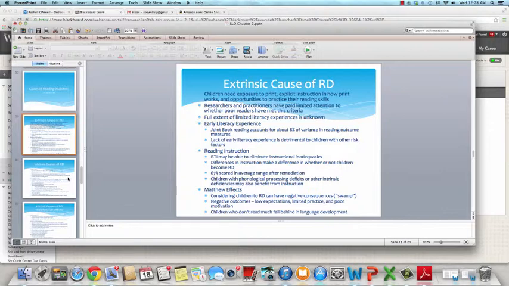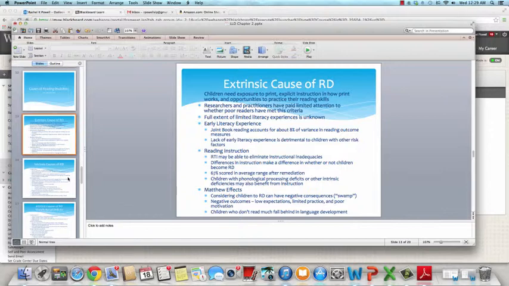But at the same time, children need exposure to print, explicit instruction in how print works, and opportunities to practice their reading skills. Unfortunately, researchers and practitioners, and hey, we're the practitioners, me, you, our colleagues, any SLP out there is a practitioner, have paid limited attention to whether poor readers have met this criteria of having adequate instruction in reading. All right. Now, I want to emphasize that. I'm going to emphasize that a lot. But I'm seeing a lot of kids, too many, come to school with diagnoses of dyslexia who haven't had adequate instruction in reading or adequate time in reading development to determine whether they've had adequate reading instruction.